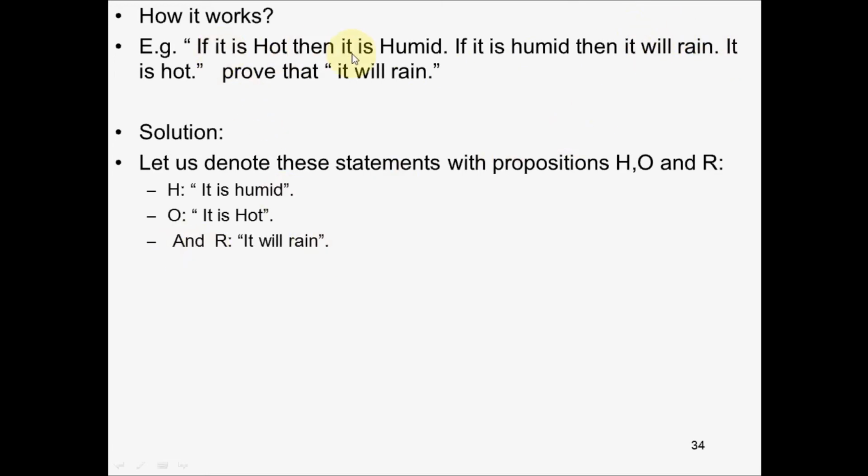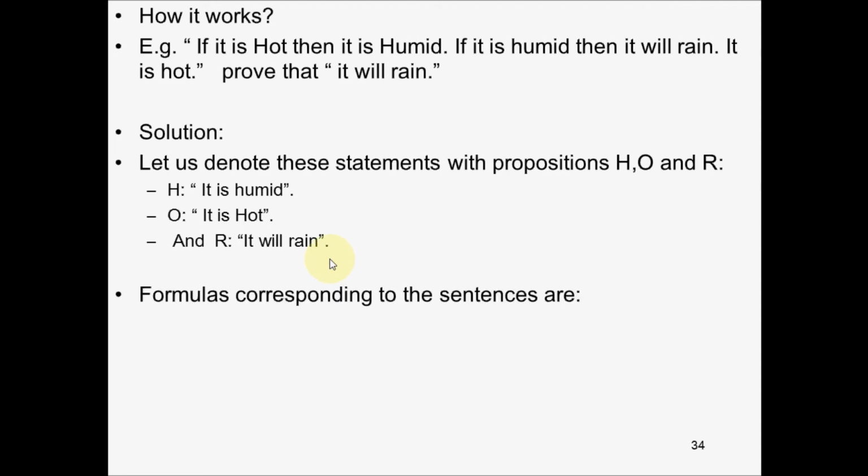So all the sub sentences are represented with the propositions H, O and R. The first sub sentence, it is hot, is represented with proposition O. The second sub sentence, it is humid, is represented with H, and the third sub sentence, it will rain, is represented with R. Now the first thing is, we have to convert each of these English sentences into a proposition sentence.